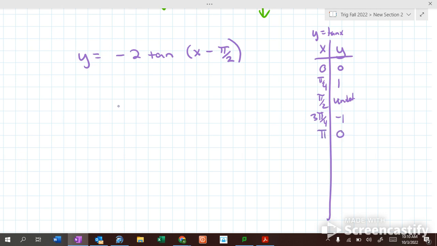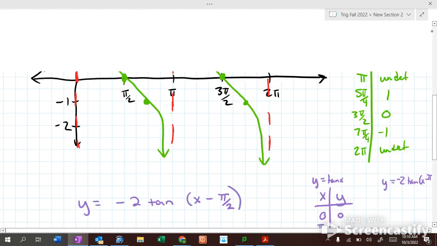Pi, 0. 5 pi over 4, -1. Or +1. And then 3 pi over 2, undefined. 7 pi over 4, -1. And then 2 pi, 0. And then you have your y equals -2 tangent of x minus pi over 2.